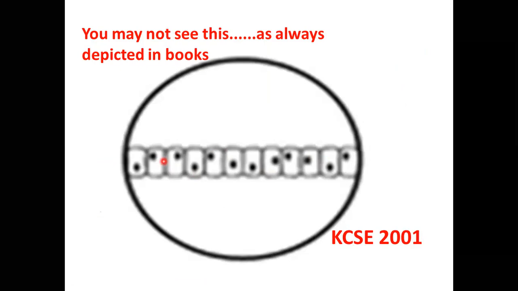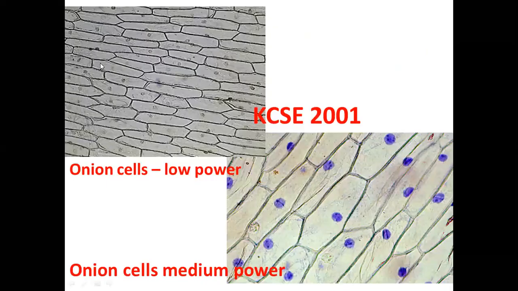But in real sense, this is what you may encounter. No single layer of cells across. You need to have an imagination. You have an imaginary diameter. What you need to do is draw an imaginary diameter like this. Of course, my field of view is not circular. Under normal circumstances, the field of view will be circular.